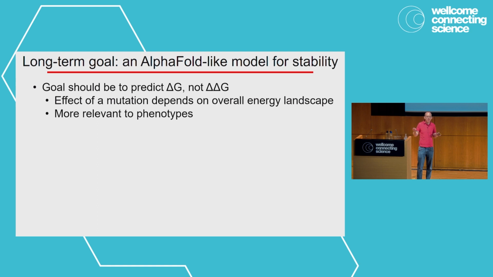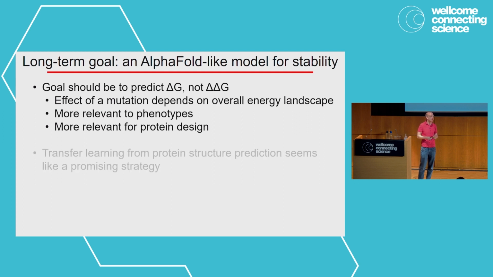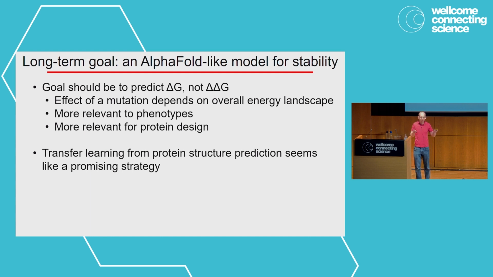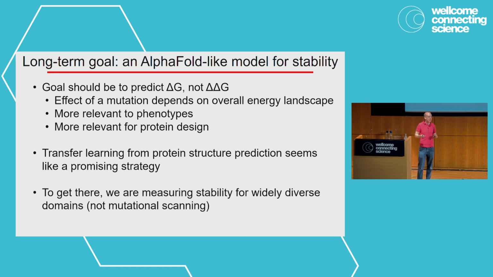The absolute stability of a protein is also what's most relevant to different phenotypes. If you change a protein from 9 kcal per mole to 7 kcal per mole, that's going to have maybe a smaller phenotypic effect than 2 to 0 or 1 to -1. Absolute stability is also most relevant for protein design. I think transfer learning from models that are trained to predict protein structure, and then building stability prediction on top of structure prediction, is going to be incredibly powerful. And to get there, what we're doing is just trying to measure stability for this huge range of diverse domains.